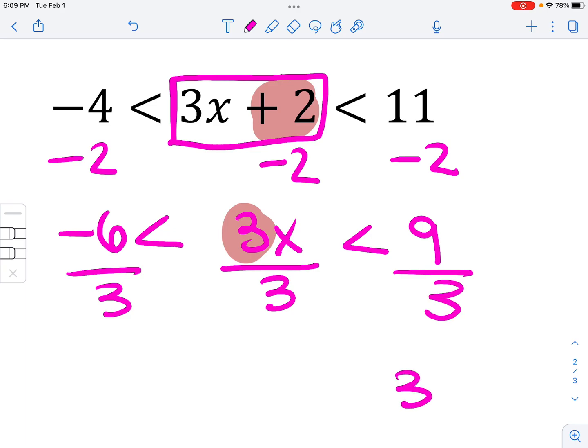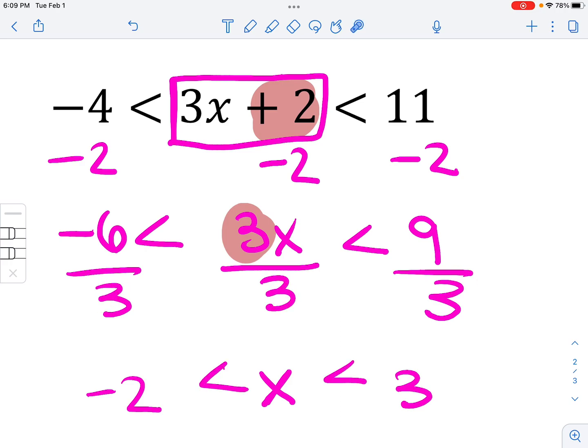9 divided by 3 is 3. Negative 6 divided by 3 is negative 2. 3 divided by 3 is 1, which leaves us 1x in the middle. So I can just write that as a regular old x because that's 1x. And since we divided by a positive number, the symbols face the same way.